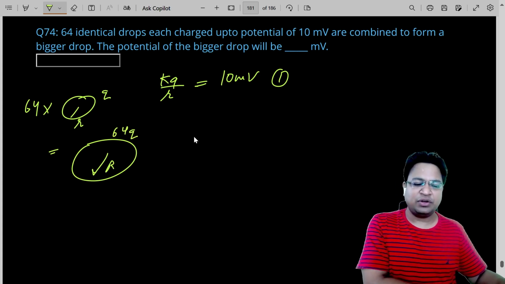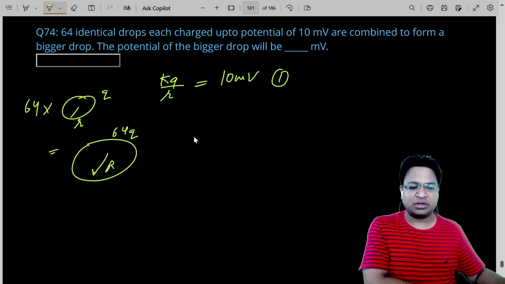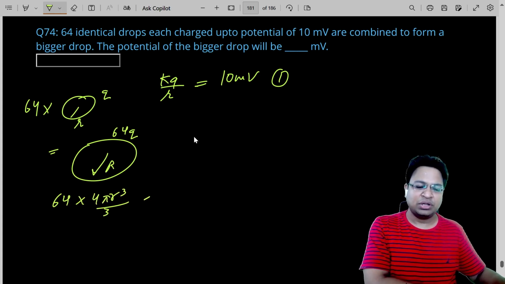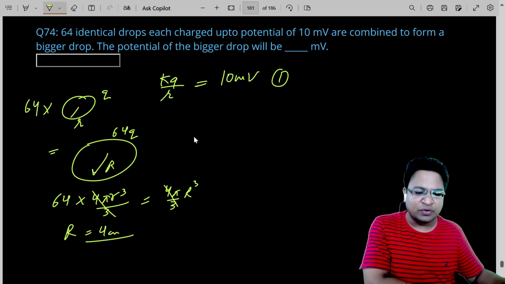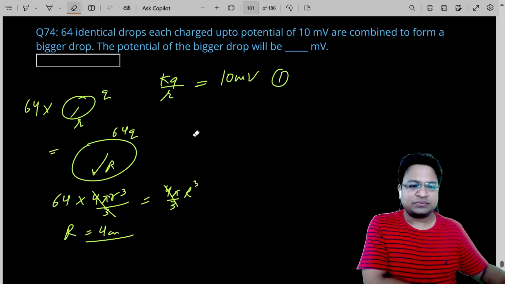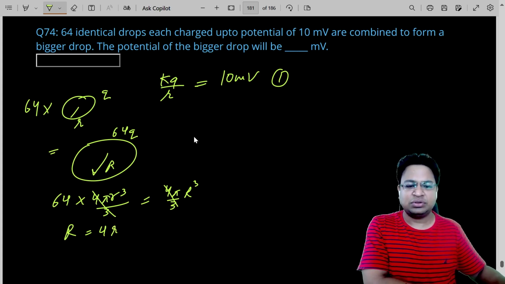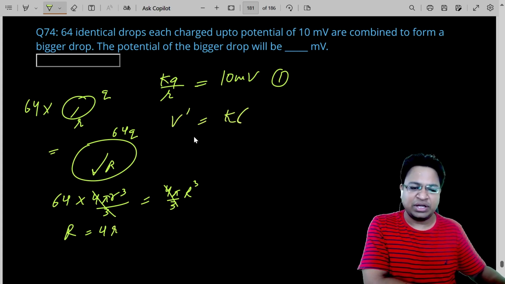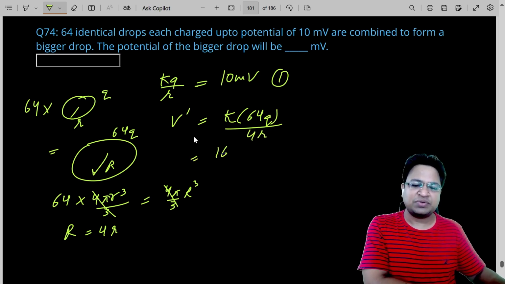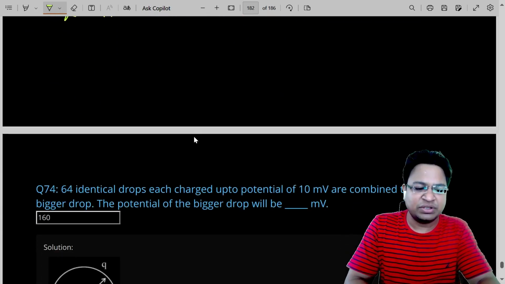All right. So, first of all, what would be the radius of the bigger drop? That we can calculate using 64 into 4 by 3 pi r cube is equal to 4 pi by 3 capital R cube. So, from here, we get the value of R as 4 times small r. Okay, so the new potential would be K into 64 Q divided by capital R, which is 4r. So this becomes 16 times the previous value. So it will become 160 millivolts. So 160 would be the right answer.